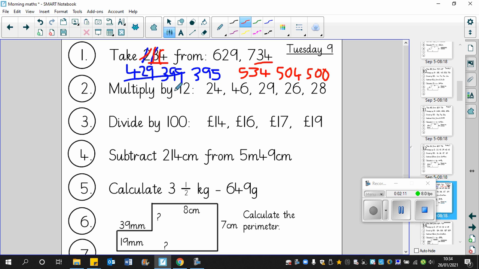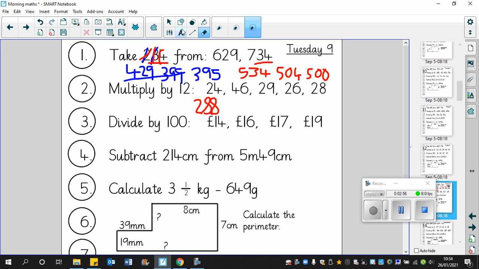Question number 2. We're multiplying by 12, so what we have to do here is multiply by 10 and then multiply by 2 and then add them together. Okay, so 24 multiplied by 10 is of course 240. I was giving you the answer straight away there. So we've got 240, there we go, and then 2 times 24 is 48, just there, and if we add that together, 240 plus 48 is 288, 288. So the answer for that one is that.